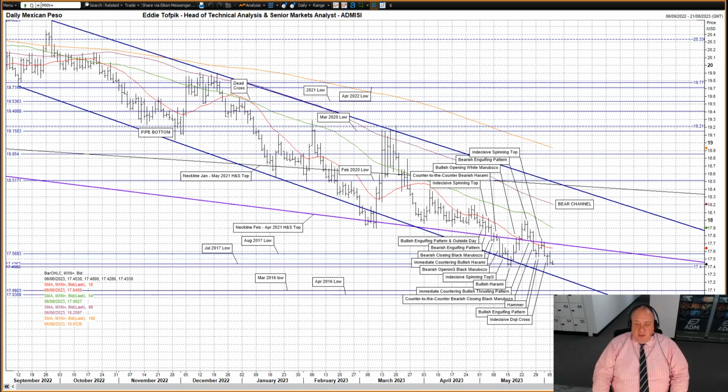So far today, a small attempt lower at the July 2017 low, but not really penetrating it. There's a theory potentially that we might be building a potential double bottom, but it's very, very early to start talking about things like that.